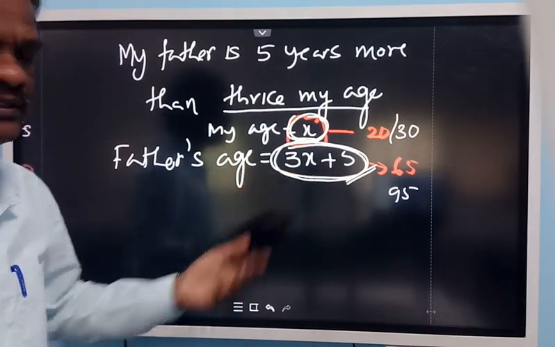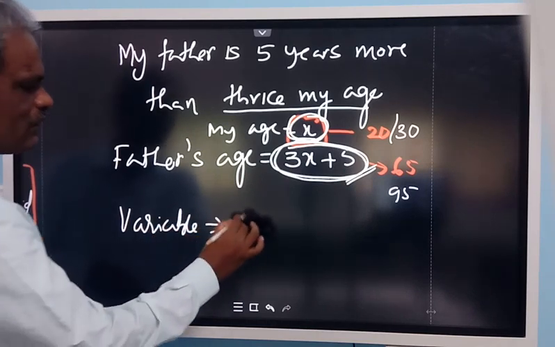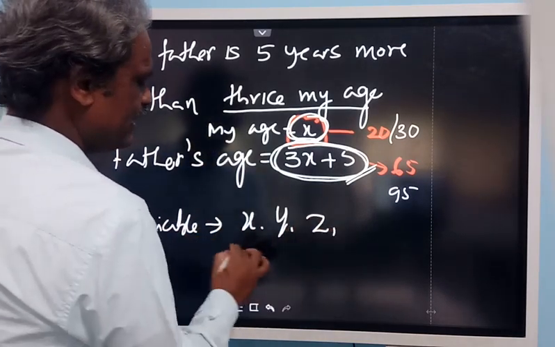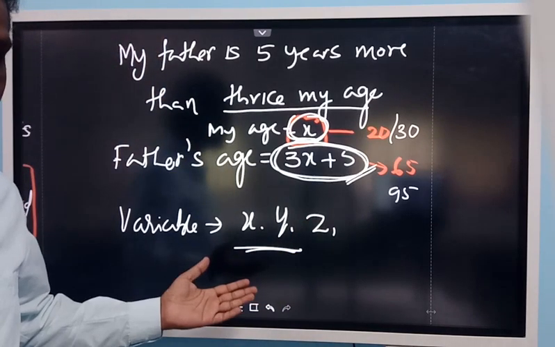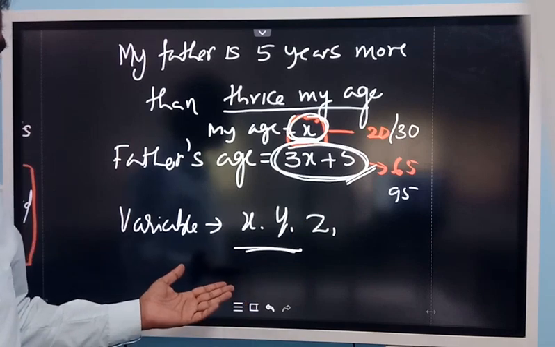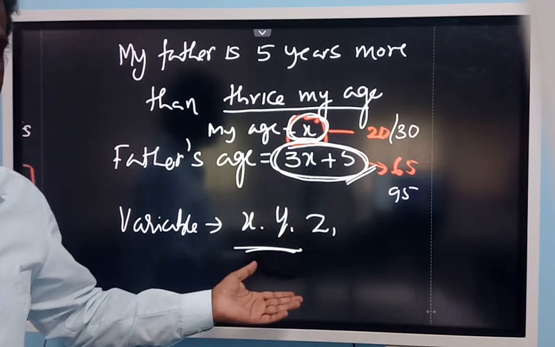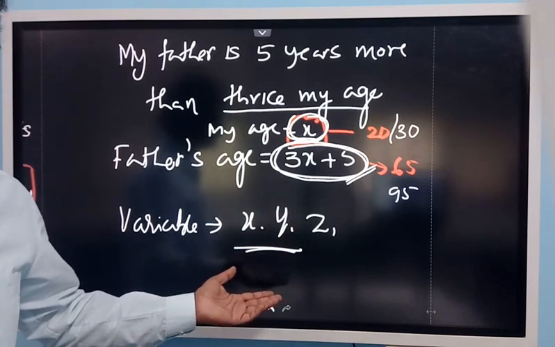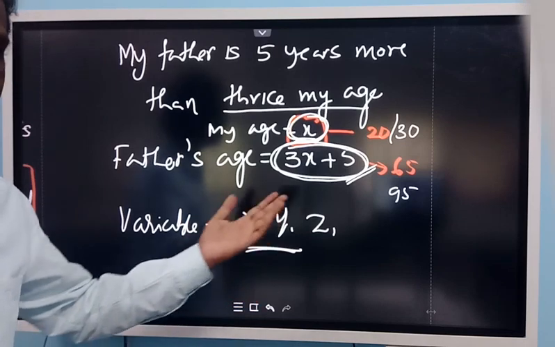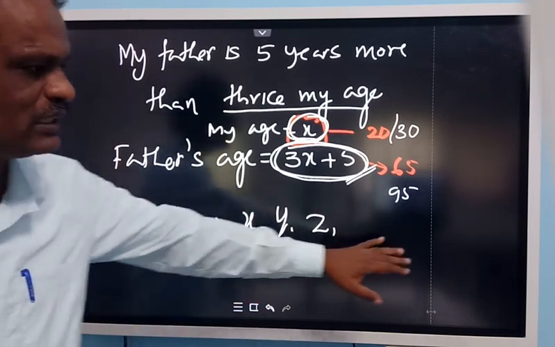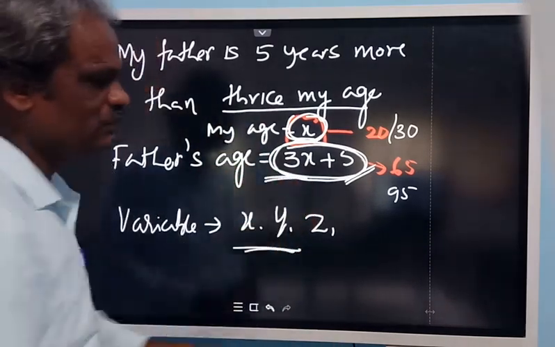Sometimes you can use y also. Variables can be any letter. You can use x, y, z, anything here. Any English alphabet letters can be used in place of numbers. These are all numbers only, so we are using alphabets to represent the numbers. x is a number, and it can take any value, 1, 2, 3, 5, any number. That's why these are all called algebraic expressions.